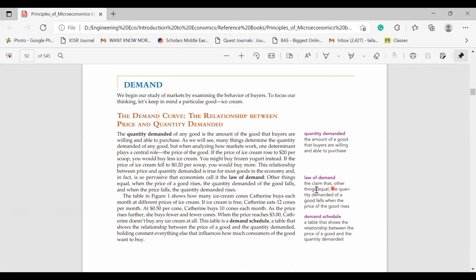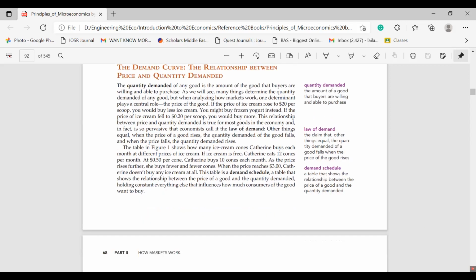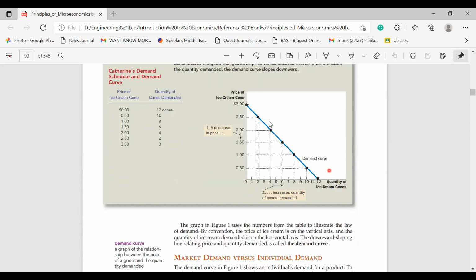It claims that, other things equal, that means the other things will be constant and those factors will be the same, then the quantity demanded of a good falls when the price of that good rises. Or you can say the opposite: the quantity demanded is high when its price falls. That's it.